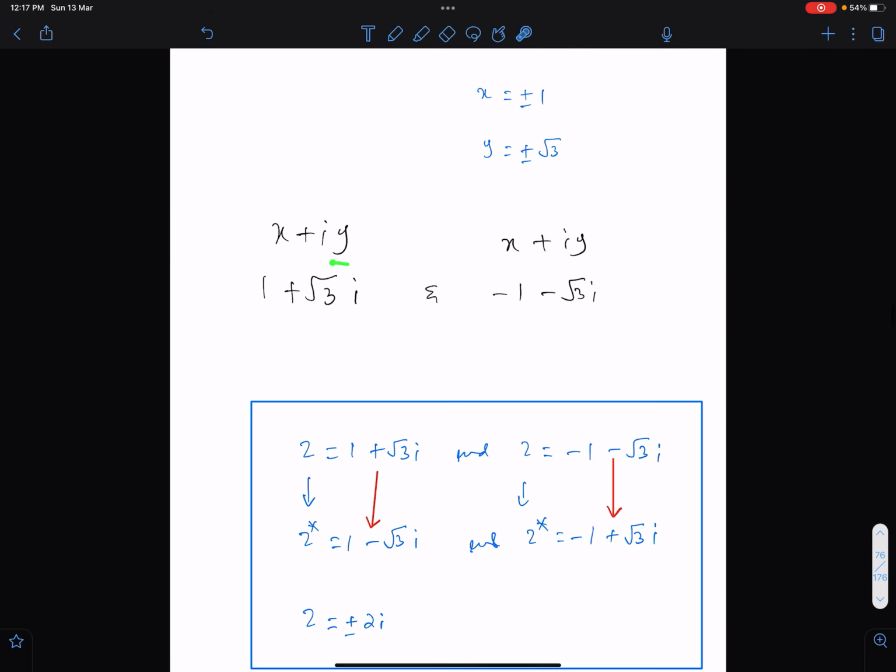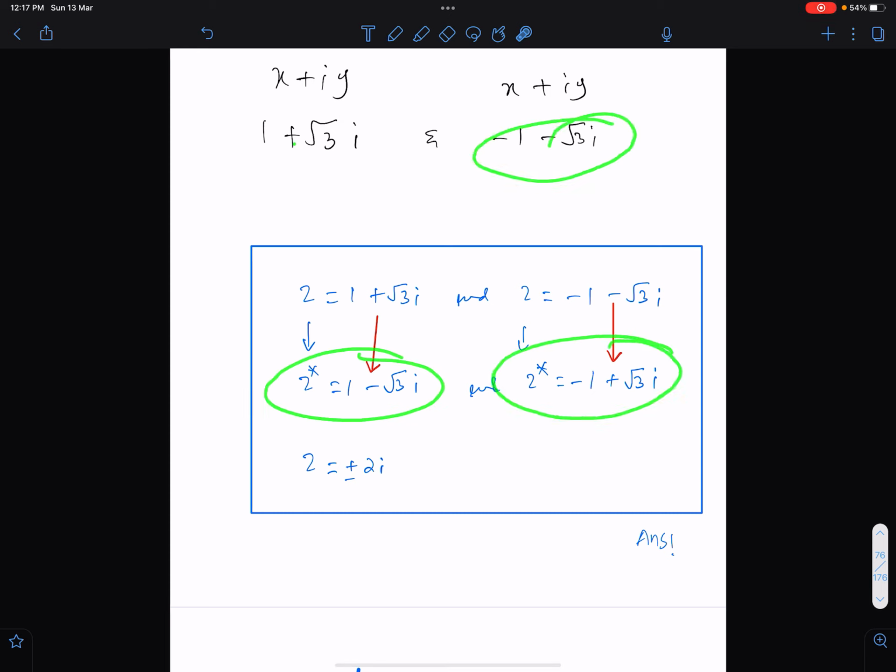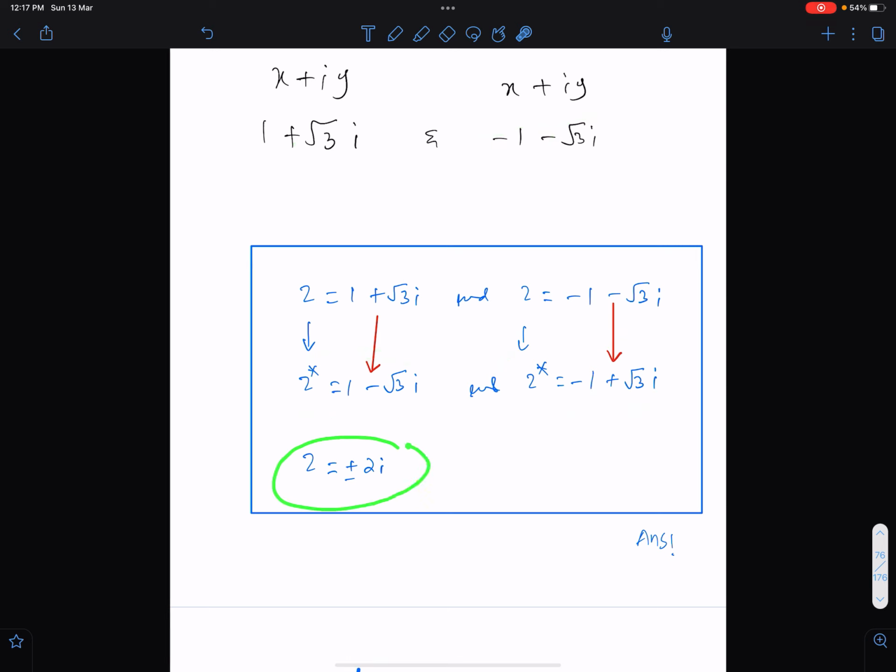So by writing the conjugates of these two roots, we can get the answers of the last root. So the conjugate of this is here and the conjugate of this is here, and we found these two roots at first.